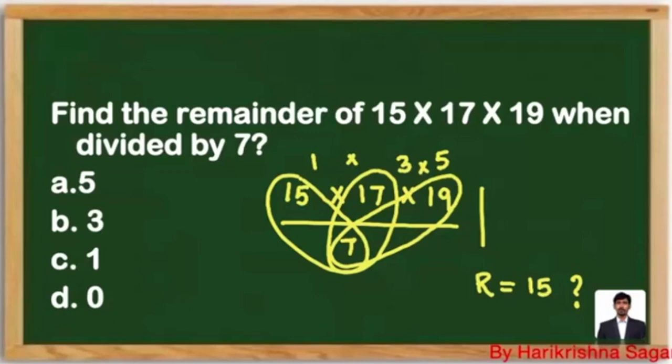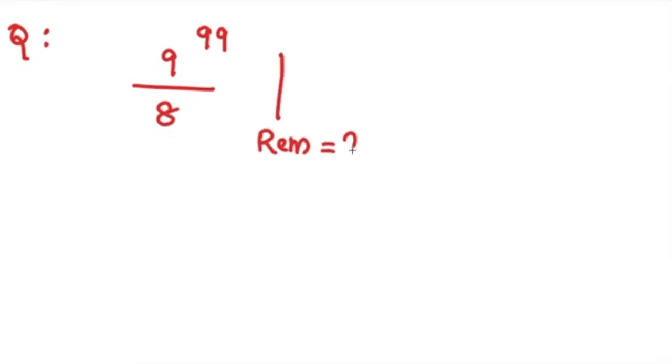Okay. So all of you please do remember this basic point. Before we proceed with this question, I want to tell you few important points here. So I am just projecting one previous question. You can just observe the question. So the question is 9 raised to the power of 99 is divided by 8. What is the remainder is the question.